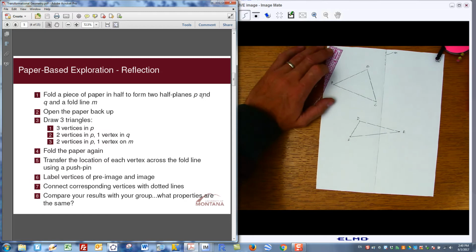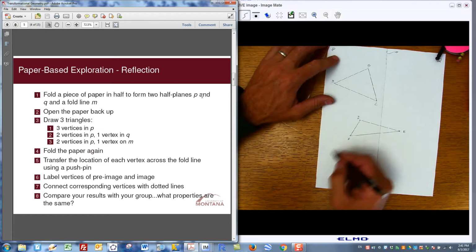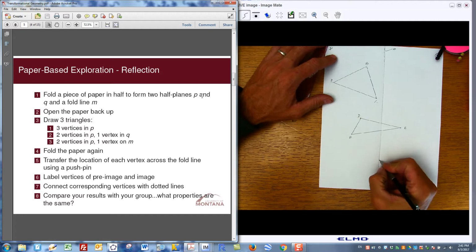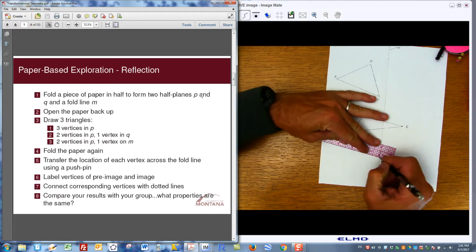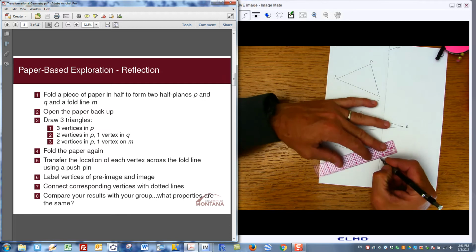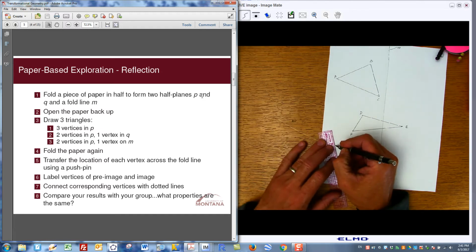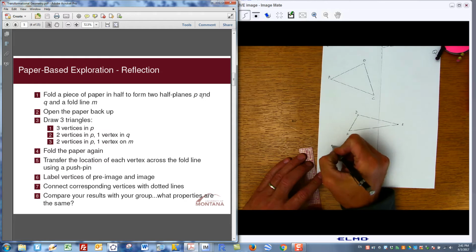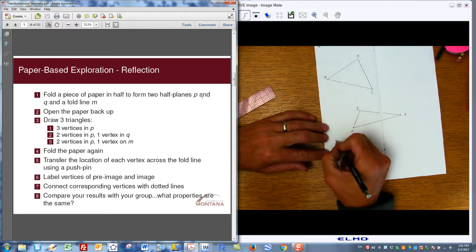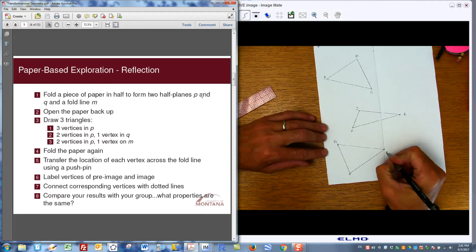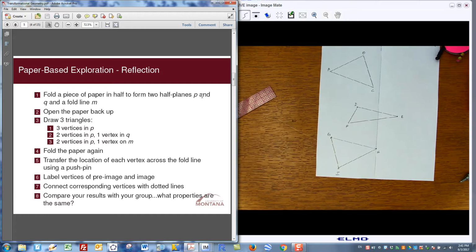And then the last one says two vertices in P and one vertex on M. So two vertices on P and one on the fold line itself. So let's put the one on the fold line and do something wild and crazy over here with two other vertices in P. Okay, let's see, G, how about H and I? Okay, there it is.